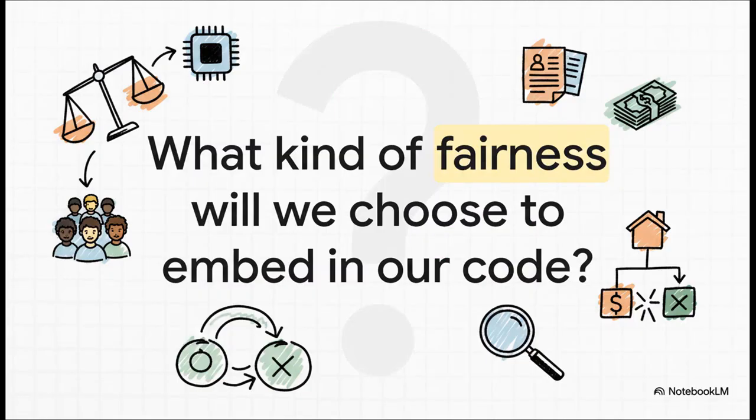And that's really the bottom line. This challenge isn't just about getting smarter with our code. It's about looking in the mirror. These algorithms are going to reflect our values, whether we're intentional about it or not. So the final question isn't really for the programmers or the machines. It's for all of us. What kind of fairness are we going to choose to build into our future?